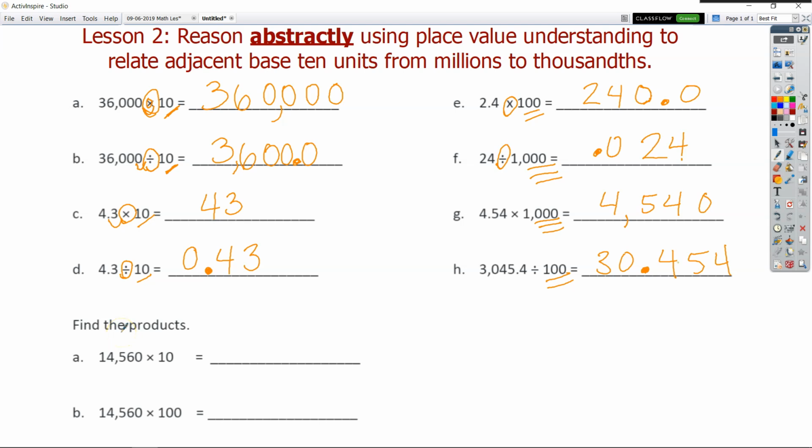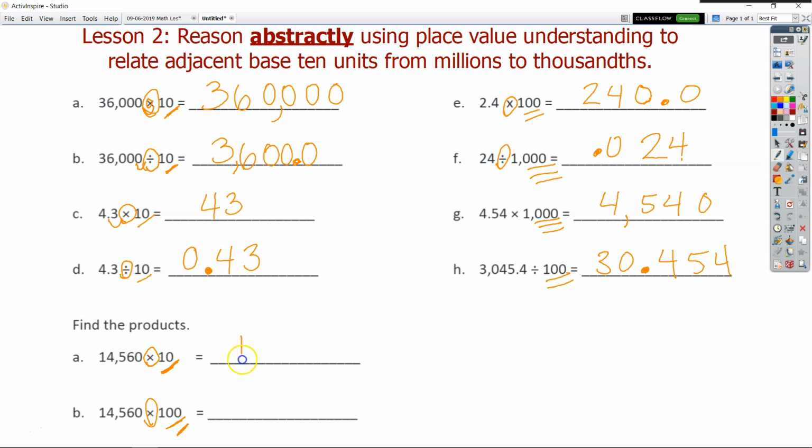Now I like this one where it asks us to find the product down at the bottom, because it shows us the difference between when we're multiplying by 10 versus multiplying by 100. And I put those lines there because this is going to move up by 1. The number is going to increase or get bigger in both cases because we're multiplying. Here it's going to get bigger by 1 place value because we're multiplying by 10, and it's going to get bigger by 2 place value units because we're multiplying by 100.